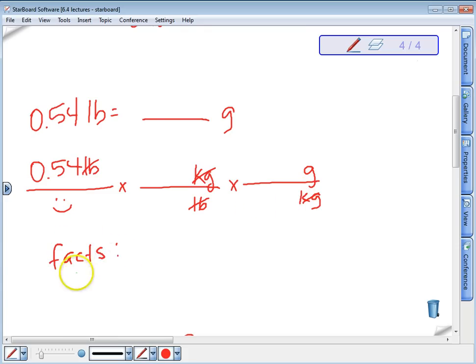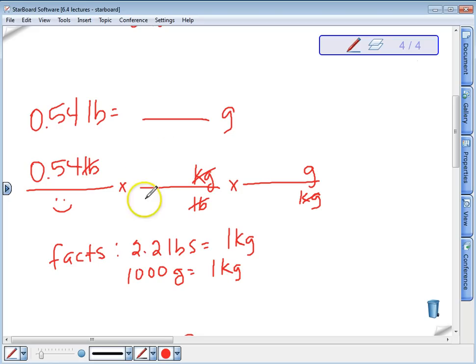So now that I've got my conversion factors set up, I can just find my facts and plug in my numbers. So 2.2 pounds is 1 kilogram. 1,000 grams is 1 kilogram. So I can plug my numbers in. 2.2 pounds is 1 kilogram. 1,000 grams is 1 kilogram.